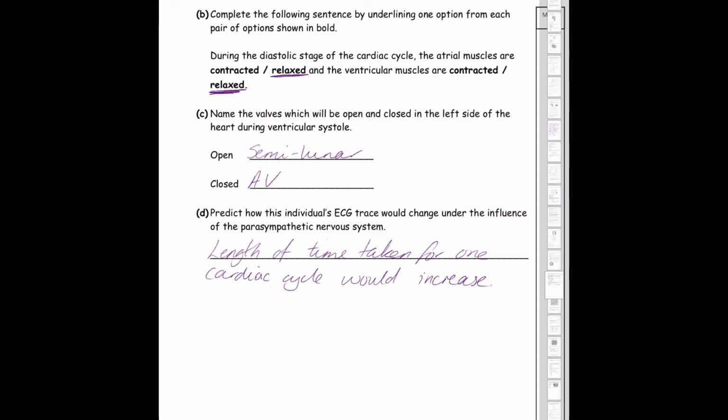And then for part D, predict how this individual's ECG trace would change under the influence of the parasympathetic nervous system. So the parasympathetic nervous system slows down the heart rate, so that means that the length of time taken for one cardiac cycle would increase.